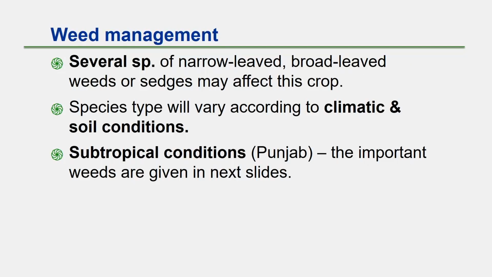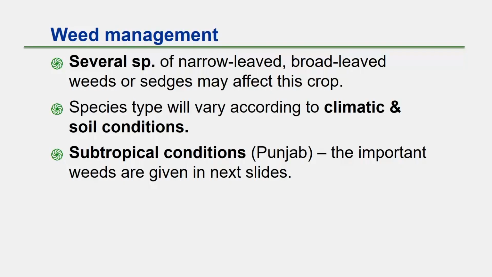Now, we go to the weed management. As you might be knowing, weeds are not good for the crop growth. They compete for nutrients, they compete for water, they compete for space as well as for light. So, ultimately they reduce the growth and productivity of the crop, and in many cases it has been found that these weeds can also reduce the quality of the crop. Therefore, their management is a must to realize better productivity and better quality of sugar beet. Several species of narrow-leaved weeds, broad-leaved weeds or sedges may affect this crop.